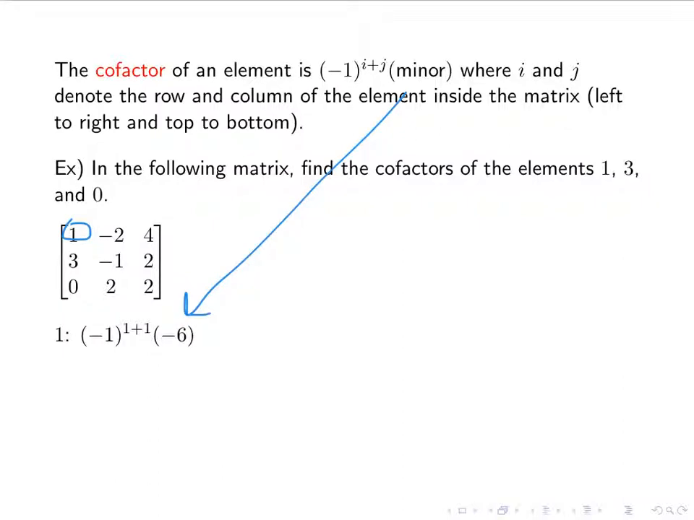Remember order of operations, I need to add the 1 plus 1 first because that's in a parenthesis that you don't really see. So I have -1 to the 2, that's +1, times -6 gives me -6.